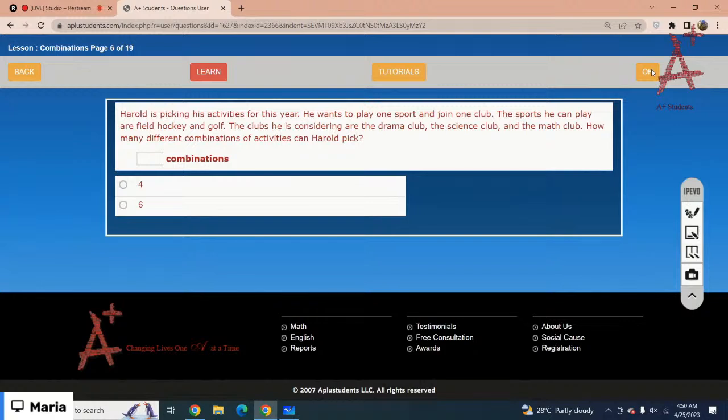So the sports are hockey and golf. Two options for sports and three options for clubs. So two times three makes, yes, that would be six. Got it? Okay, we are done with the lesson.